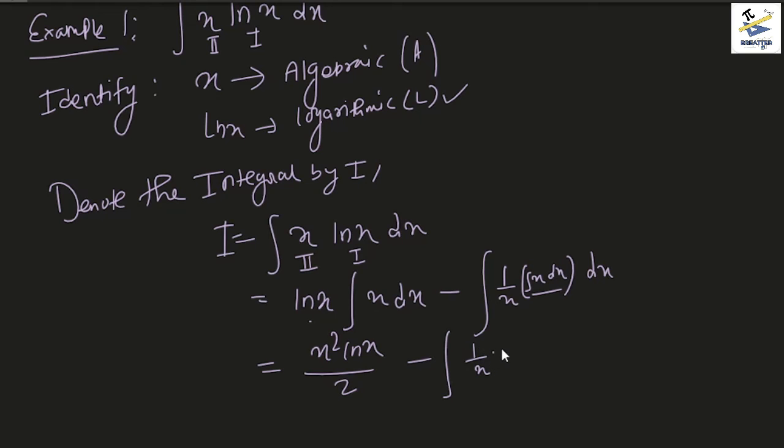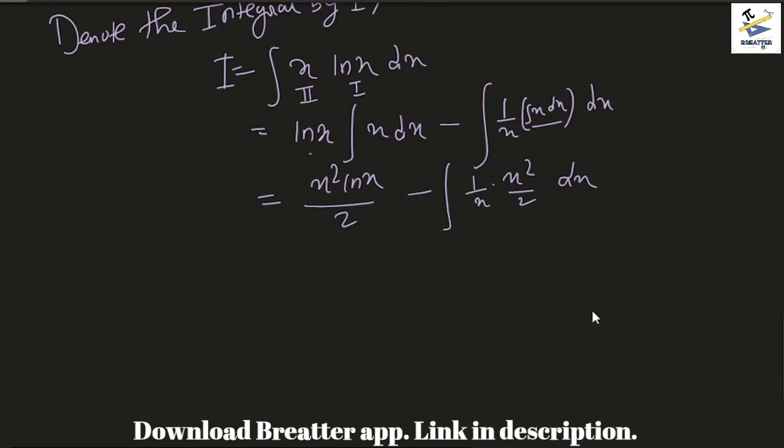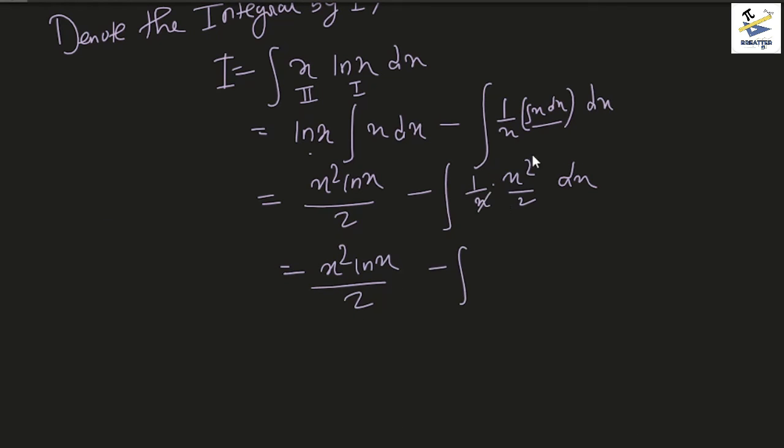So 1 by x into x square by 2 dx, and as we can see, this becomes x square ln x by 2 minus the integral of, the x is cut off, x by 2 dx, which can also be evaluated. So x square ln x by 2 minus x square by 4. Now we can include a plus c to complete our answer.